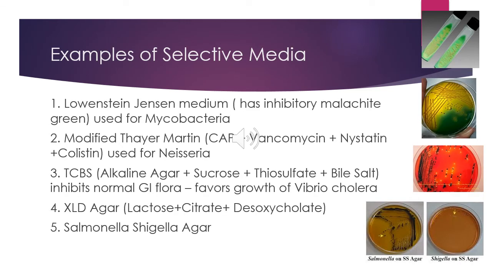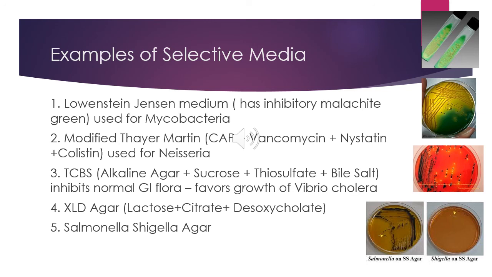The following are samples of selective media, such as your Lowenstein-Jensen medium, which is used for the growth of mycobacteria. It has an inhibitory malachite green. You have the modified Thayer-Martin that has vancomycin, nystatin, and colistin. Usually, it inhibits most fungal organisms and normal flora, and it is usually used for the culture of Neisseria species.